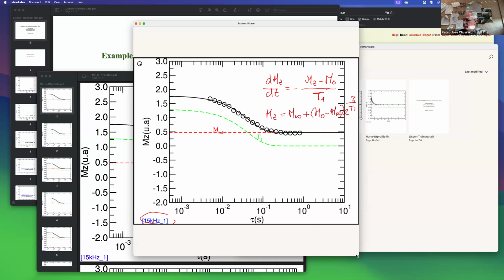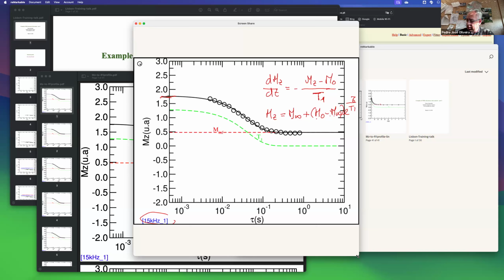So let me see if I write it right. If tau is 0, this is 1. So this is minus infinite that cancels this 1 minus infinite. And we are left with M0, which will be basically this value here.